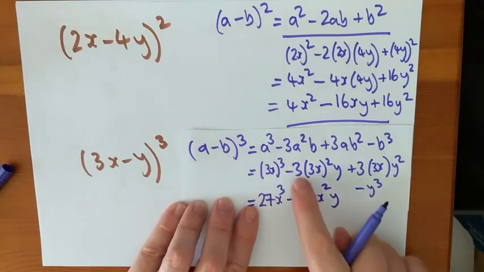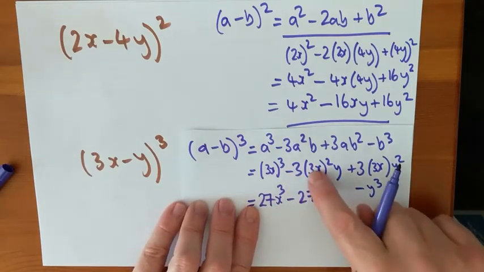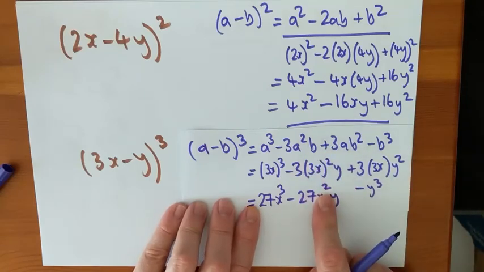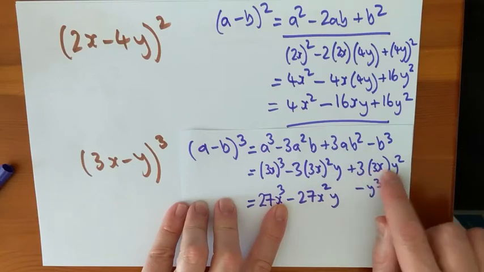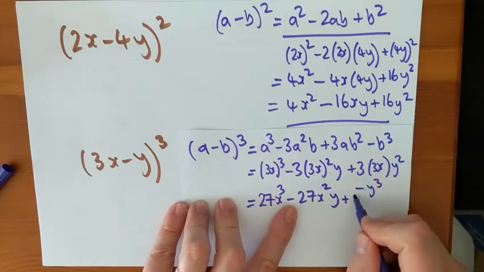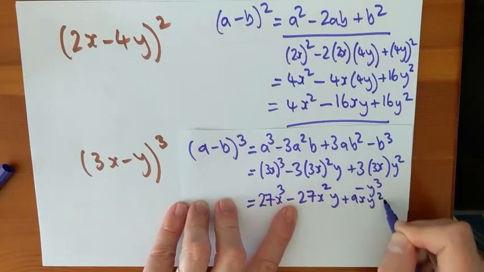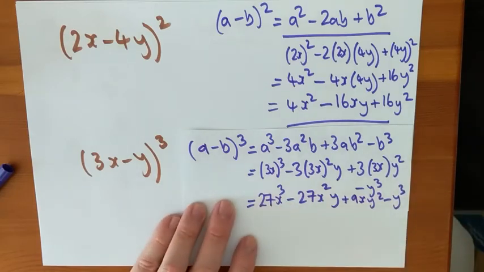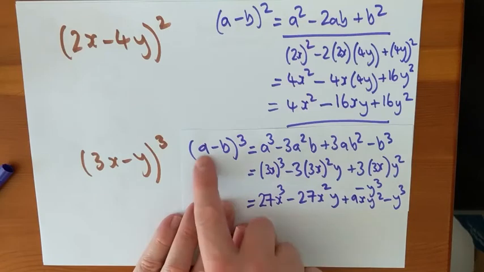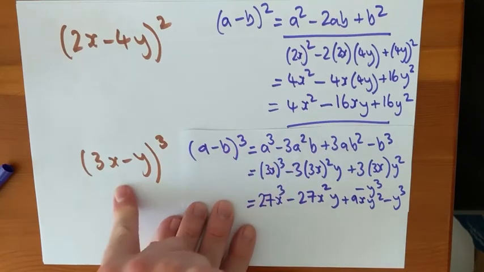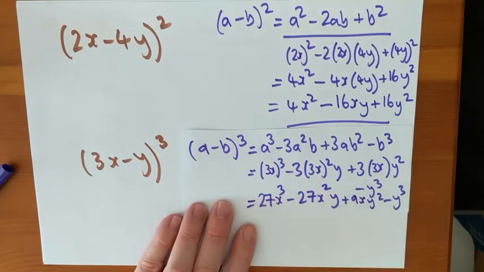Now be careful with this. It's not 3 times 3 you have to do here. It's 3 squared first. You have to do the powers first. Here, there's no powers on that brackets, so I can just do 3 times 3x. So that gives me plus 9xy squared minus the y cubed right at the end. So you slowly work your way through and you fill in what the individual a's and b's are from your question, and then you go through and you simplify it afterwards.